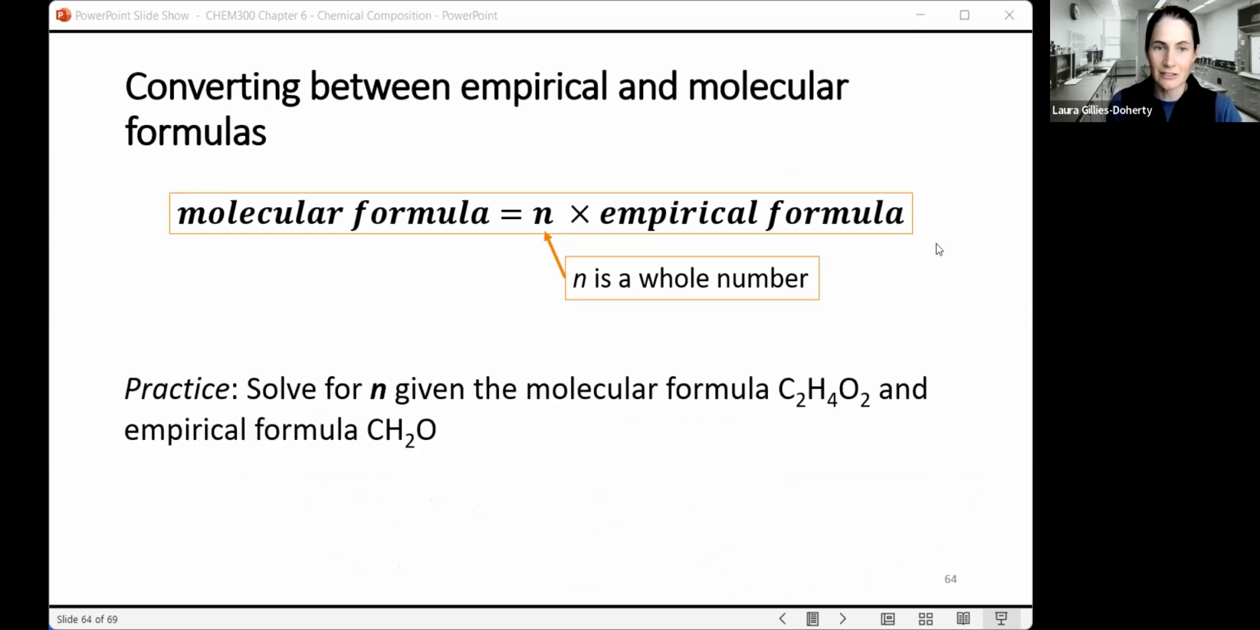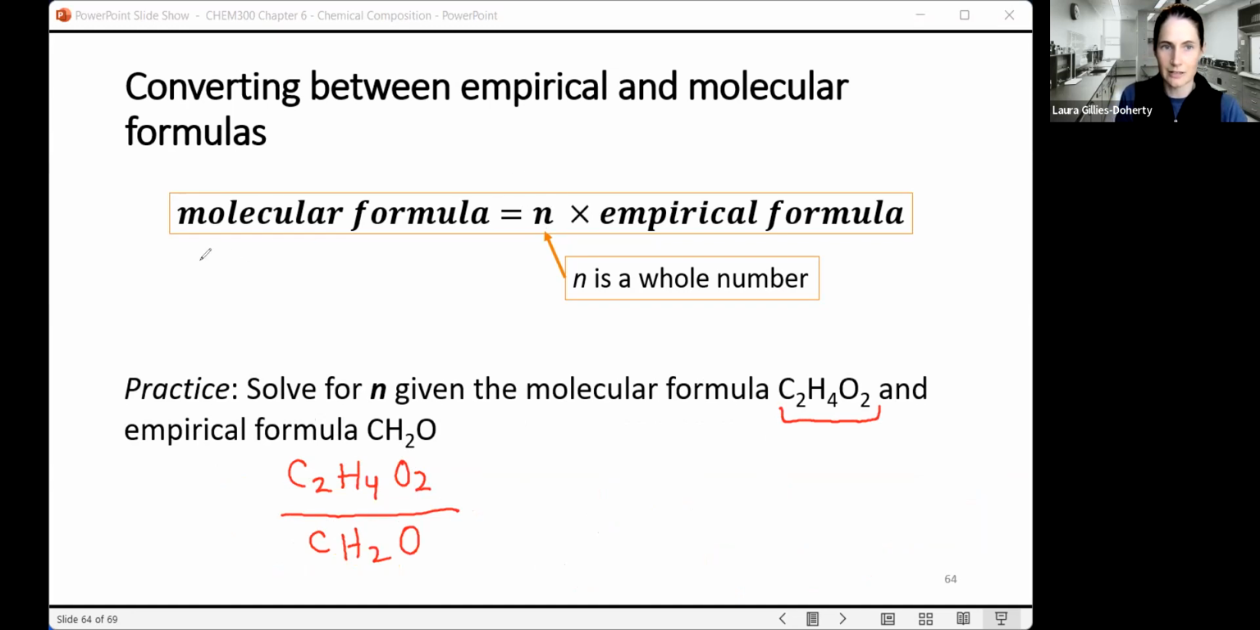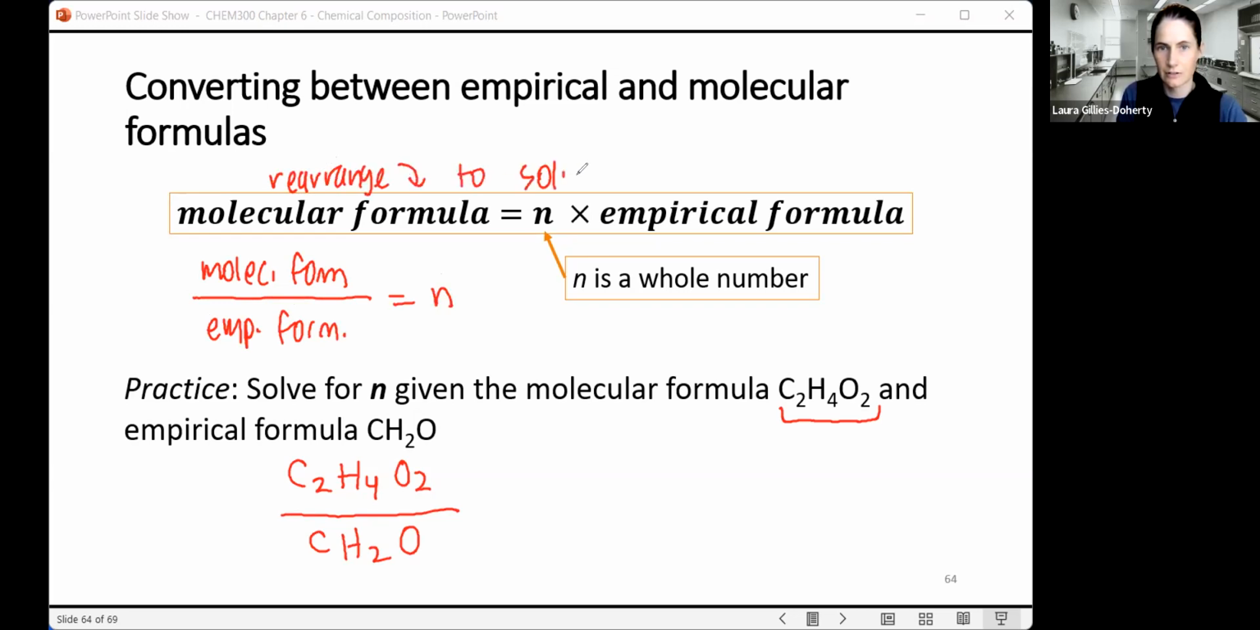Okay, let's do another practice. So let's solve for N, that whole number multiplier, given the molecular formula and the empirical formula. So here we have a molecular formula of C2H4O2 and an empirical formula of CH2O. So again, to rearrange this equation, we're going to take our molecular formula, divide it by our empirical formula, and that's going to give us N. So we just rearrange that to solve for N.